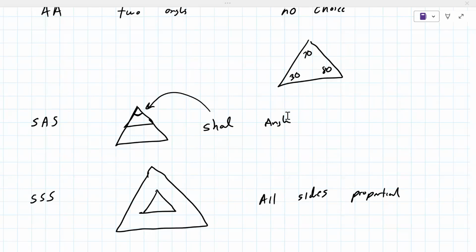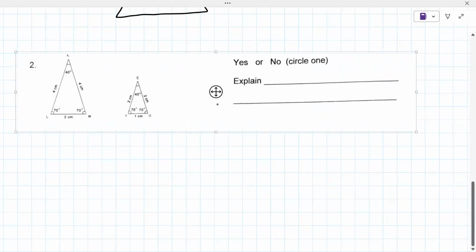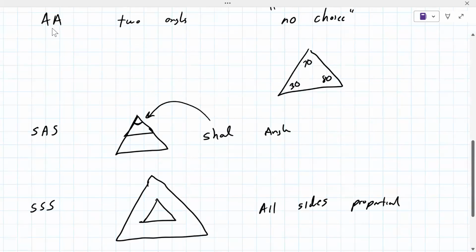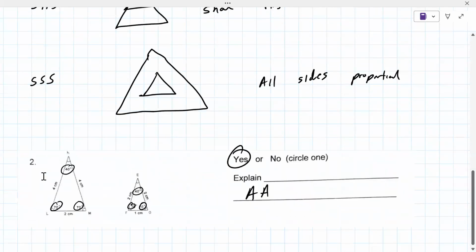All right, so notice the angles are all the same. If all the angles are the same, it is congruent. I'm sorry, similar, yes, not congruent. So just say AA. Do you guys have to give one of these theorems or not? No. Okay.